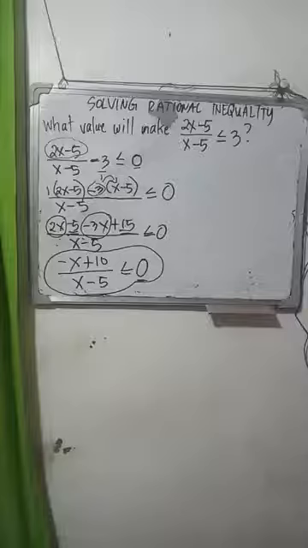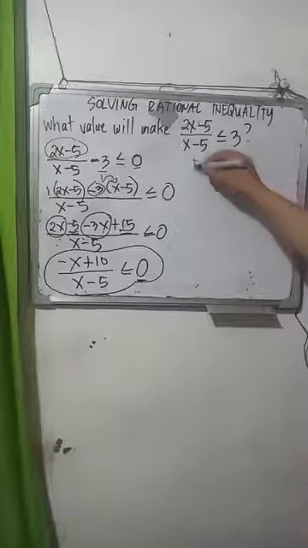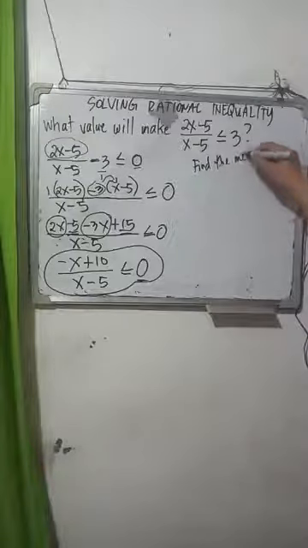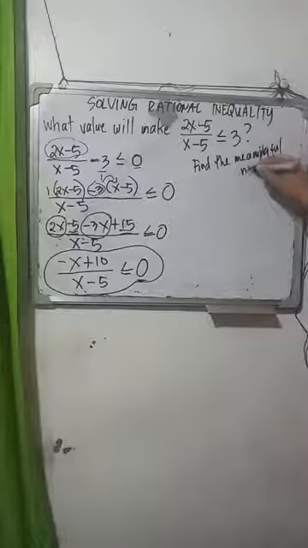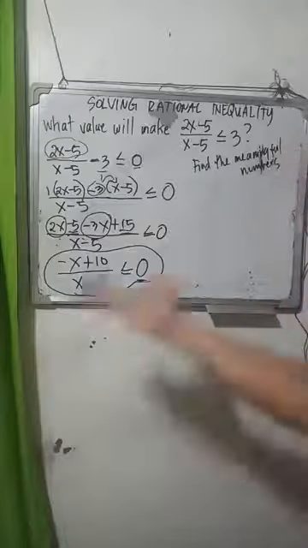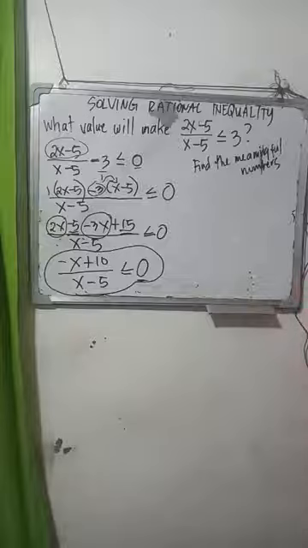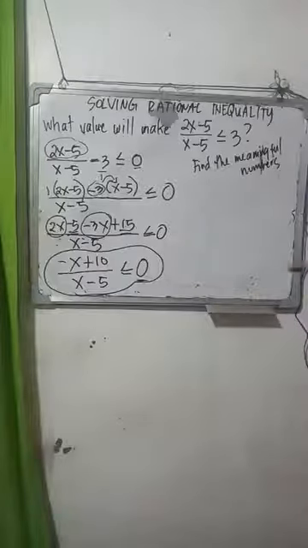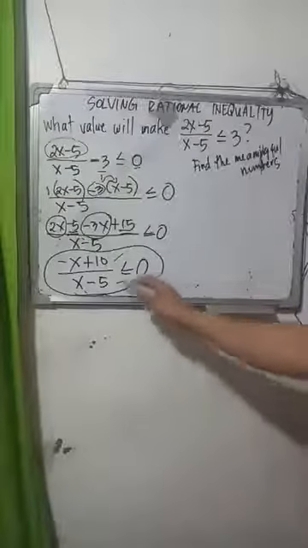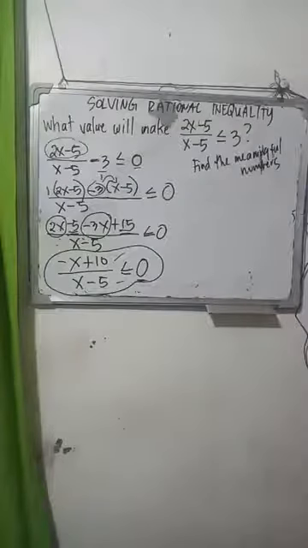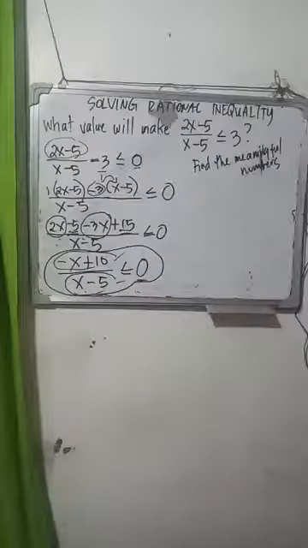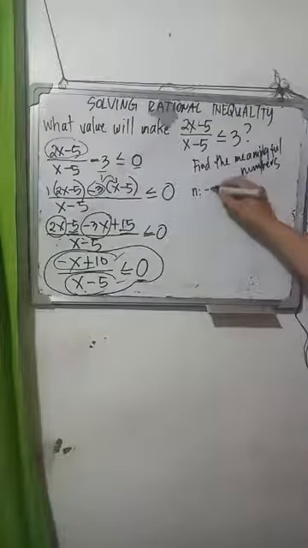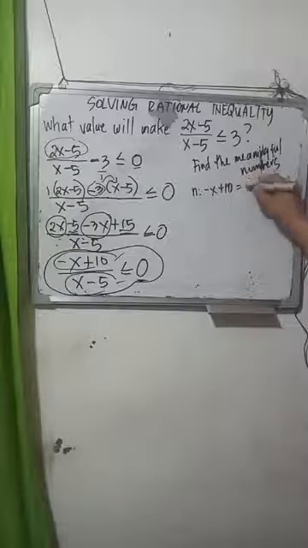Next, rule number 2, you need to find the meaningful numbers. Ano ba yung meaningful numbers? Meaningful numbers, that is numbers that make the numerator and denominator equal to 0. So i-equate lang natin yung numerator sa 0 and denominator to 0. So numerator, ano yung value ng numerator natin? That is negative x plus 10 equals 0.